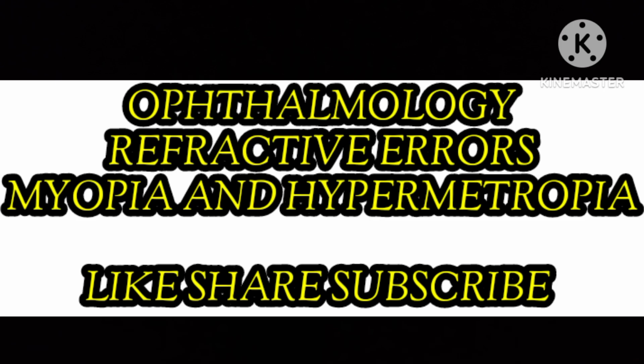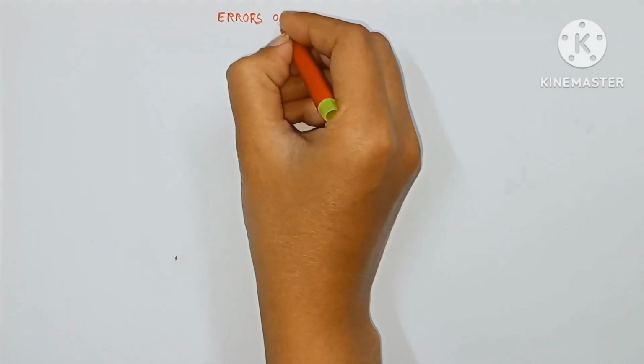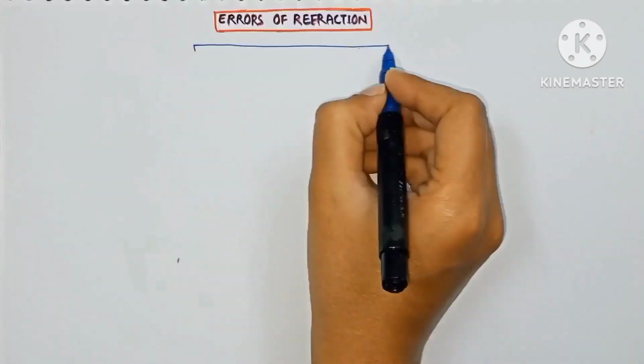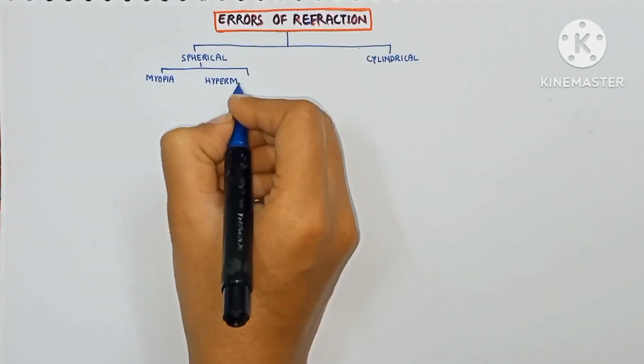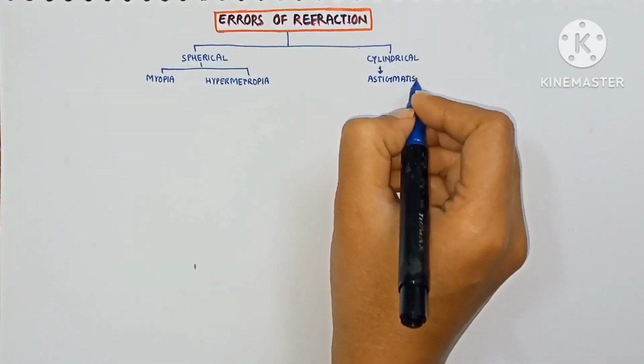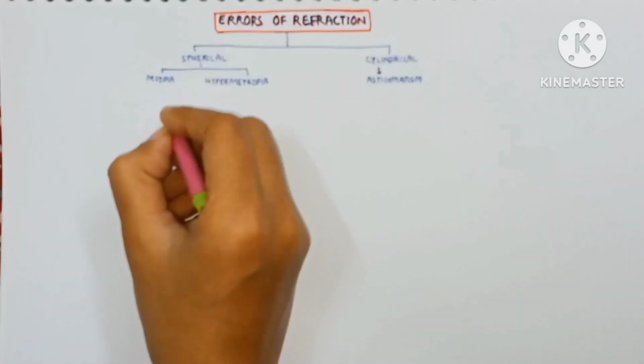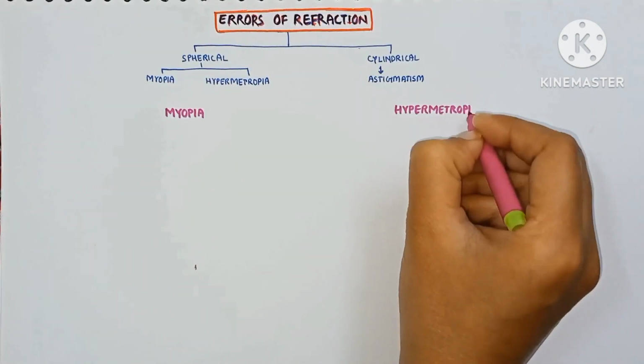In this video we are going to talk about myopia and hypermetropia. The errors of refraction are of two types, spherical and cylindrical. The spherical are of two types, myopia and hypermetropia, and the cylindrical is astigmatism. Now we will talk about the difference between myopia and hypermetropia.